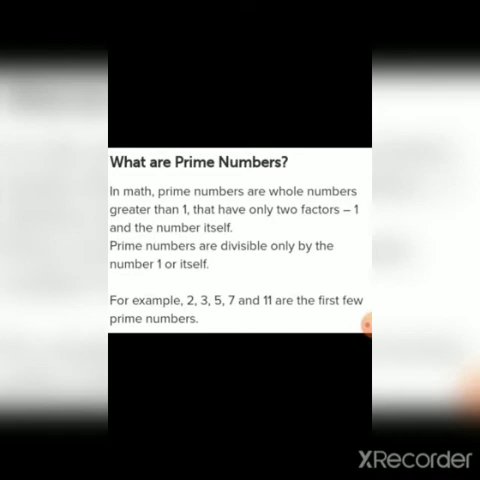In maths, prime numbers are whole numbers greater than 1 that have only two factors. How many factors? Two: 1 and the number itself.